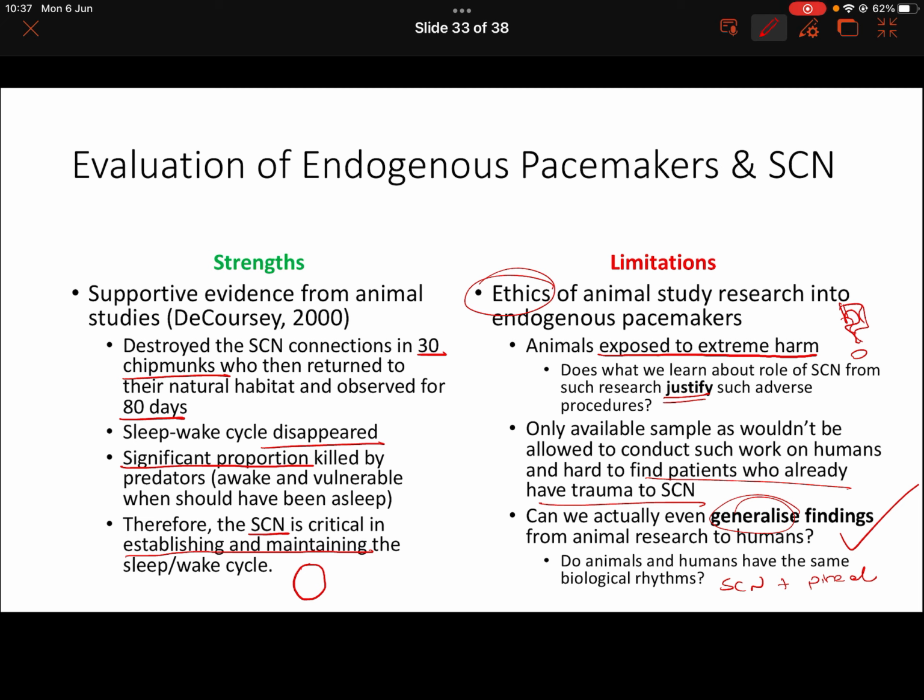But is it okay to expose these hamsters to risk when returned to the natural habitat, knowing that a lot die as a result? So does what we learn from these studies really justify the ethical procedures? That is a question for you to answer.